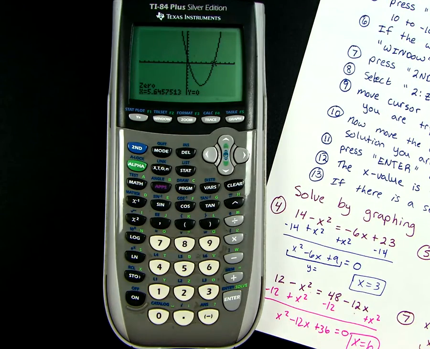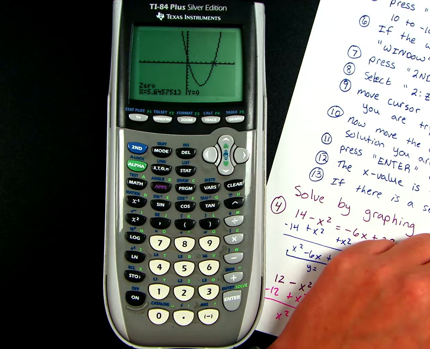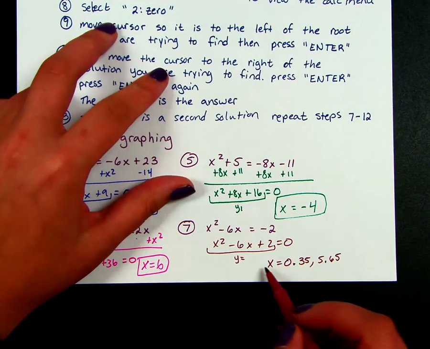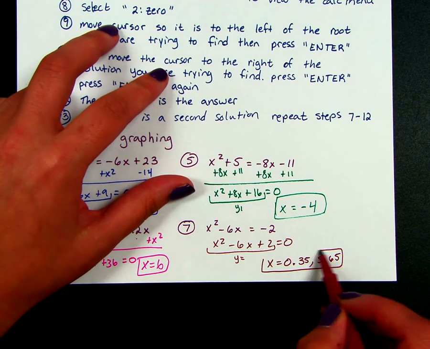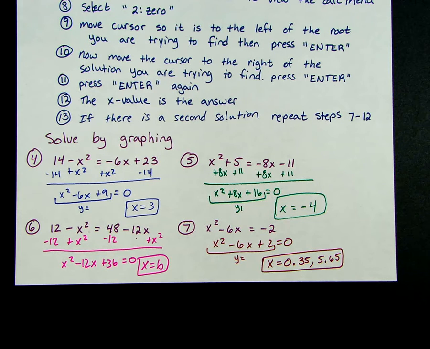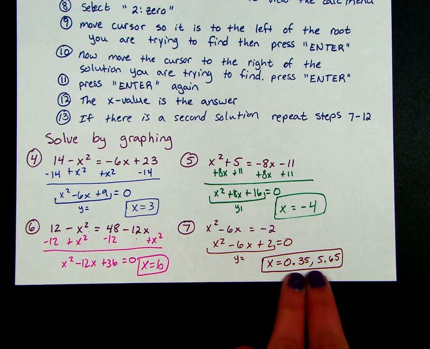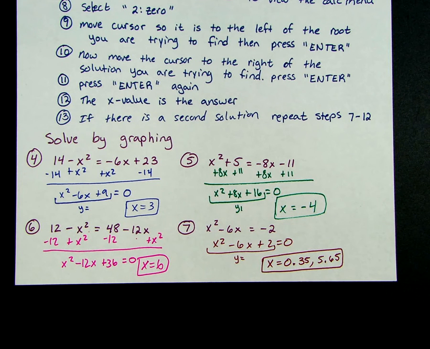All right, so another messy answer. So we're going to have 5.65 if we round to 2 decimal places. So again, our final answer is going to be x equals 0.35 and then 5.65. Most of the time when we solve by graphing, our answers are going to look like this. And that is going to conclude section 2.